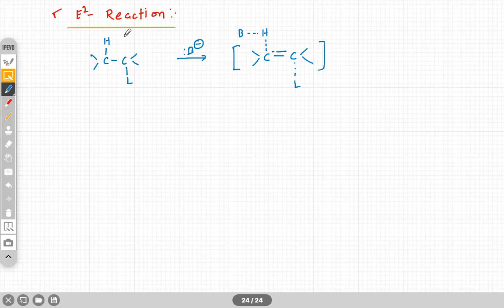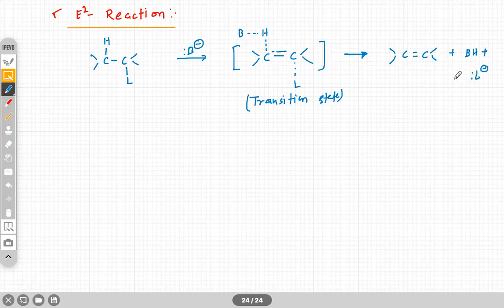Okay. This bond is about to break, this one is about to break again, this bond is about to form and this bond is about to form. So this is the transition state we get here. I'm just writing it down for you to understand. It is a one step reaction only. It forms for a fraction of a second, and then this converts into an alkene, C double bond C, BH goes out, plus L minus.